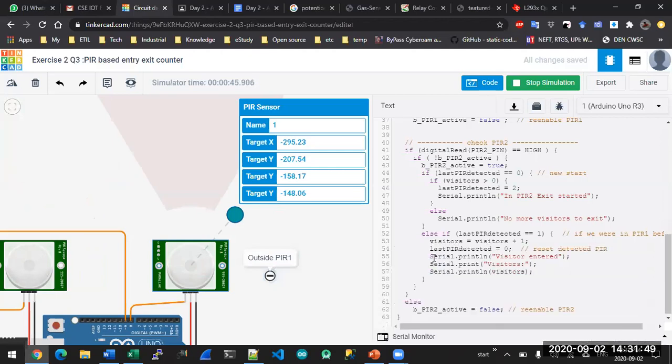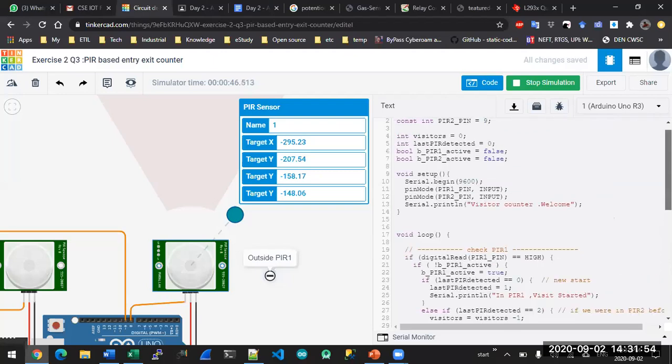So I will just summarize once again. What we are doing, we are just checking which sensor is activated.